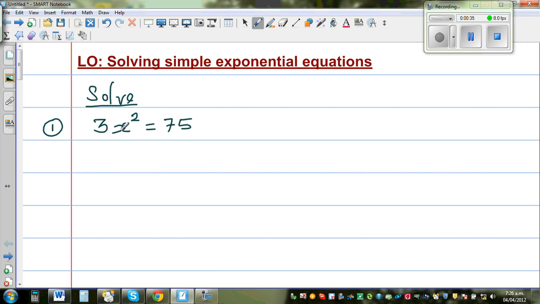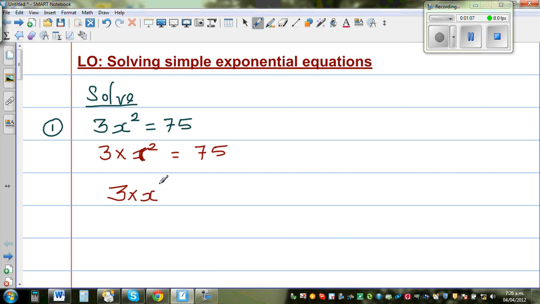You've got 3 times x squared. I'll write the first step like this: 3 times x squared is equal to 75. Okay, so here you've got a 3. I want to get rid of this 3. When you want to find x, you want to isolate this x on one side. What's happening to x squared with the 3? 3 is multiplied to x squared. So I want to get rid of this 3. What should I do? I should divide this side by 3.